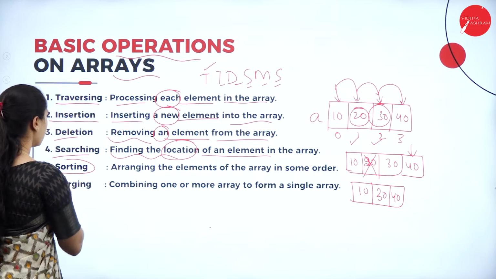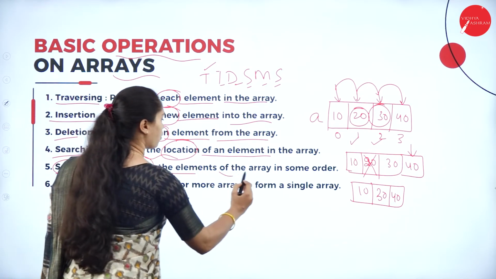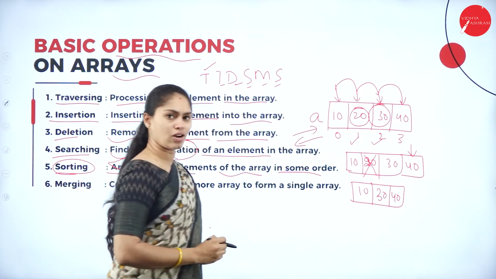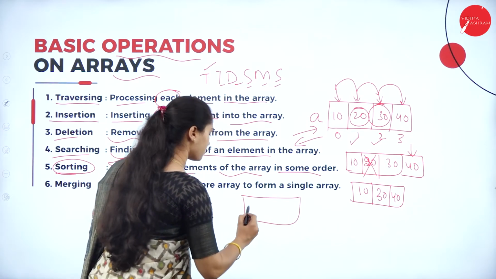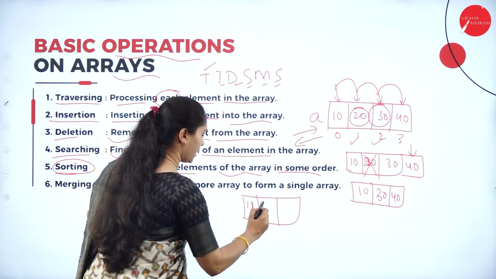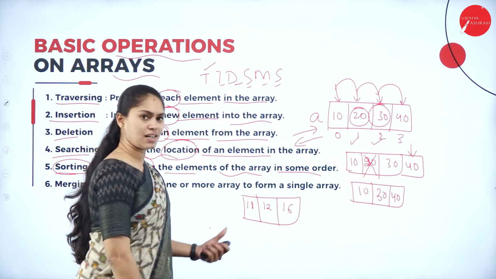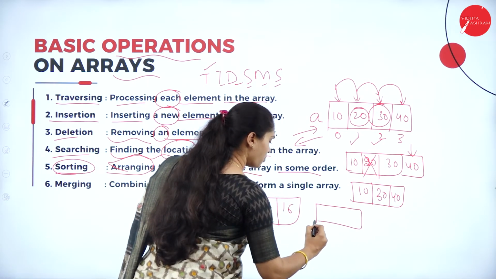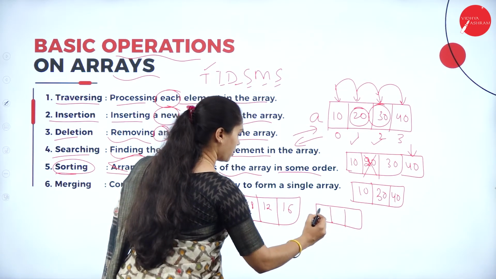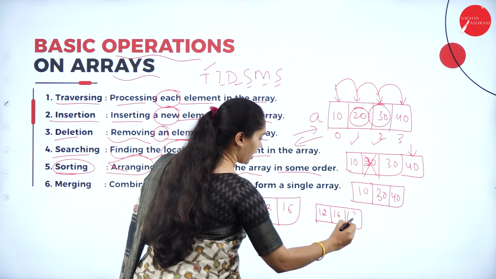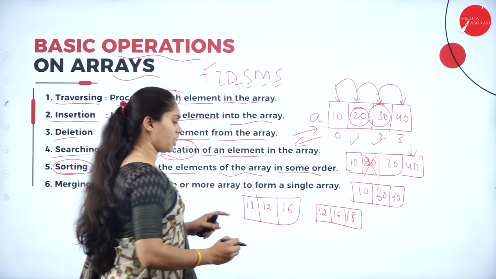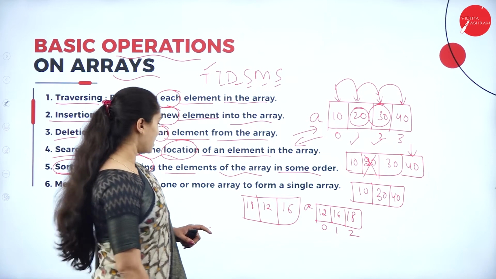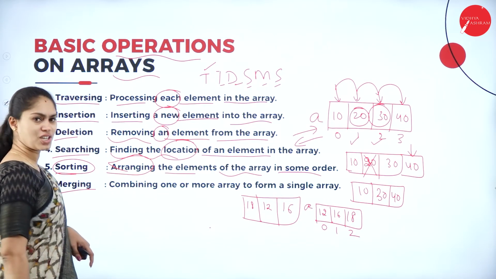So next, what is this? Sorting. Arranging the elements of the array in some order. It can be either ascending order or descending order. Let's just imagine here I have 3 elements: 18, 12, 16. Is it in order? No, right? I wanted to make it in order. Then how am I going to do that? I need to perform an operation called sorting. So it will be 12, 16 and 18. Once I perform the sorting operation, again the indices will be 0, 1, 2, and let me consider the name of the array as A itself. That is what sorting is.